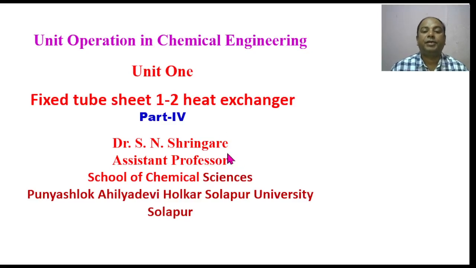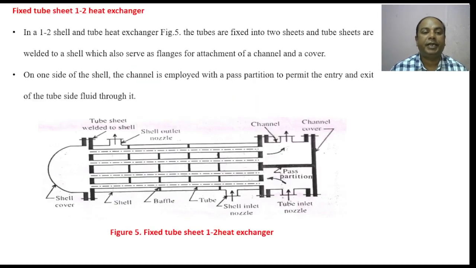Hello and welcome all. We shall see now the fixed tube sheet 1-2 heat exchanger. In a fixed tube sheet 1-2 heat exchanger, the tubes are fixed into the sheet. Apart from this, the tube sheet is also welded to a shell.